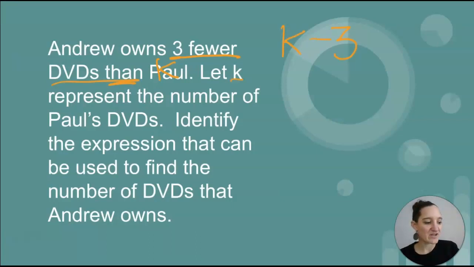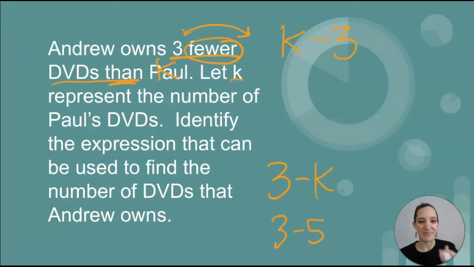So if you notice, fewer than is a turnaround word, which is why it made sense to put the K in front and put the 3 in the back, because we need to know how many Paul owns, then we can take 3 away from that. It wouldn't make sense to do 3 minus K, because Paul owns more. That means Paul has to own like 5 or more than that. It wouldn't make sense to go 3 minus 5. That means Andrew would own -2, which is not how much he owns. But it does make sense to say 5 minus 3 and say, oh, Andrew owns 2.